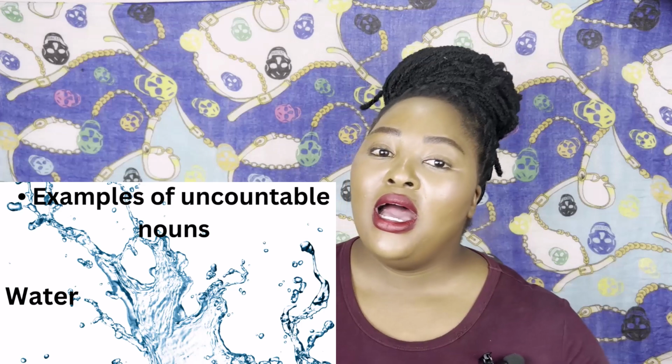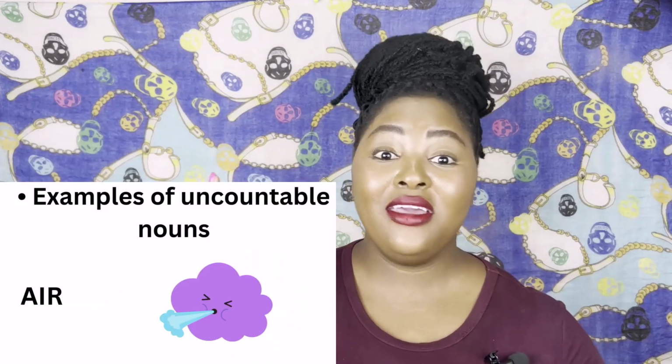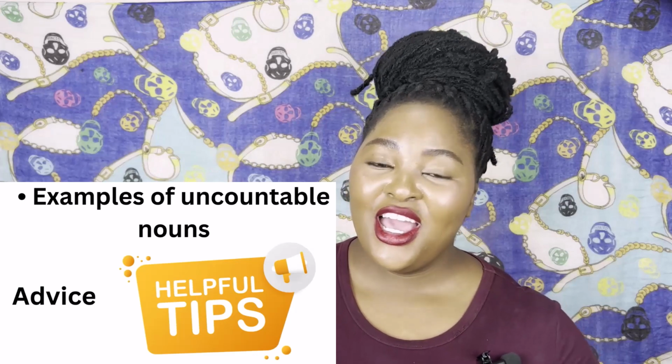Now let us look at more examples of our uncountable nouns. This is just a refresher because we did do them at the beginning, but let's go over them again. So this is our water, our sugar, our information, the air, advice. All of these things do not have an individual form, so we cannot count them as individuals, and they also do not have a plural form.